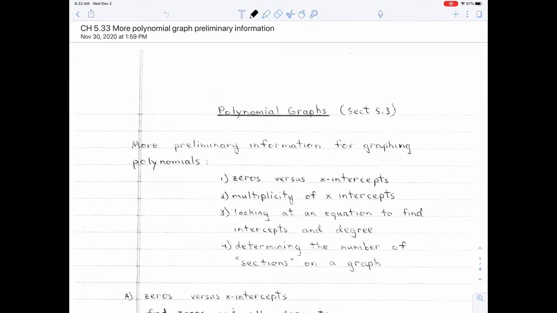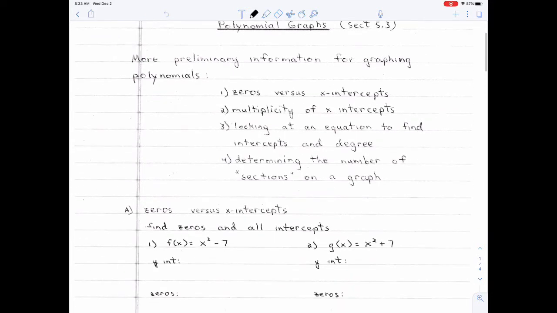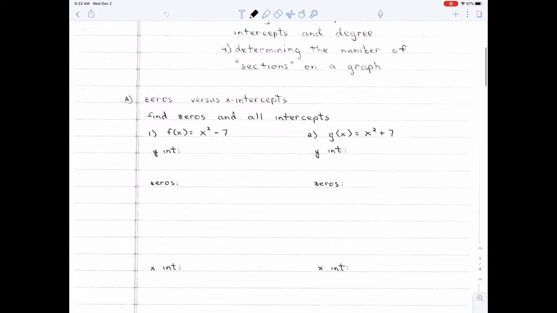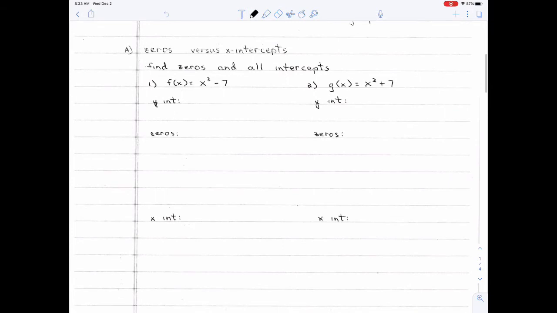Okay, so a couple things. Zeros versus x-intercepts. Again, same thing I talked about last time. Multiplicity of x-intercepts. What does that mean, multiplicity? And also looking at the equation to find intercepts and degree, and then determining the number of sections on a graph. So these are clarifications. I've kind of talked about all these things already. It's just, again, I don't want to mislead you. So real quickly here, zeros versus x-intercepts.